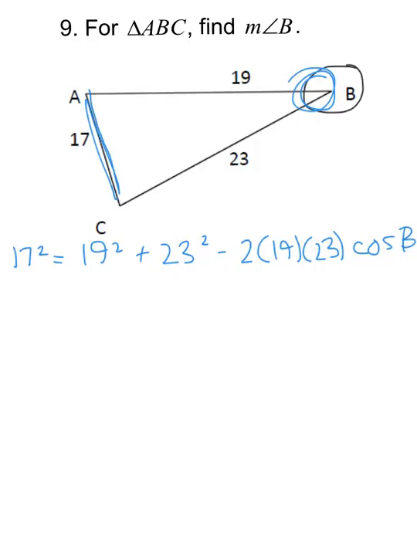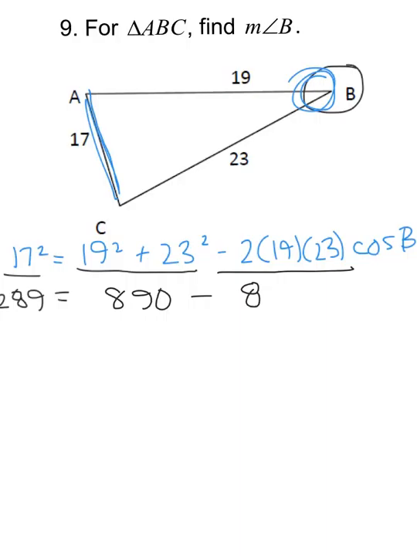So now this is the trickiest part. You really have to show all your work and be careful with the order of operations. So I do 17 squared, which is 289, equals these two. I can add these two together. I can't put this with this because this part is stuck with the cosine of B. So I'm going to do 19 squared plus 23 squared, and I get 890 minus this part, which is 874, and then I have cosine of B.